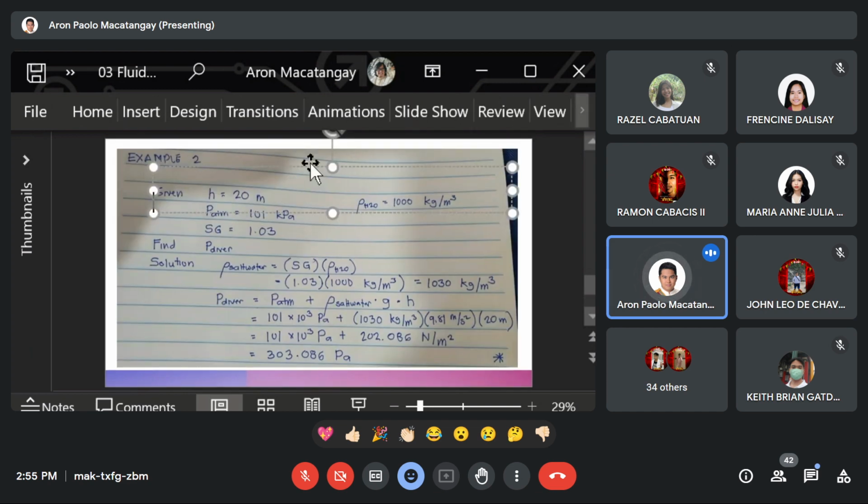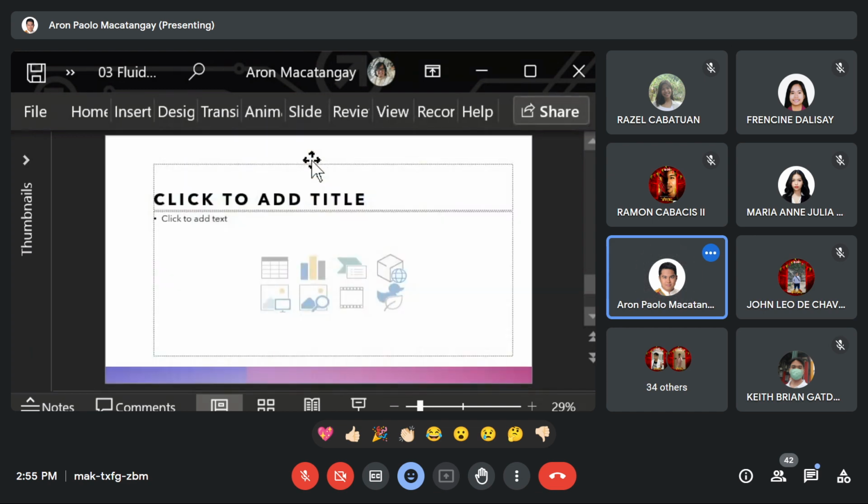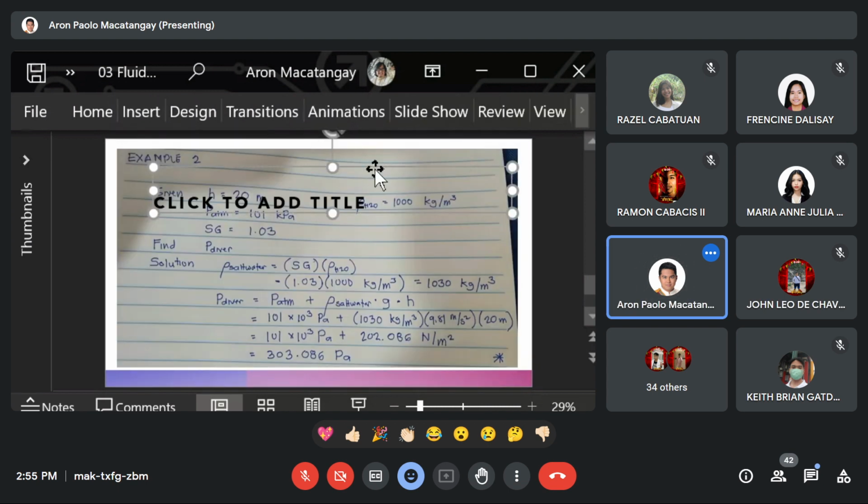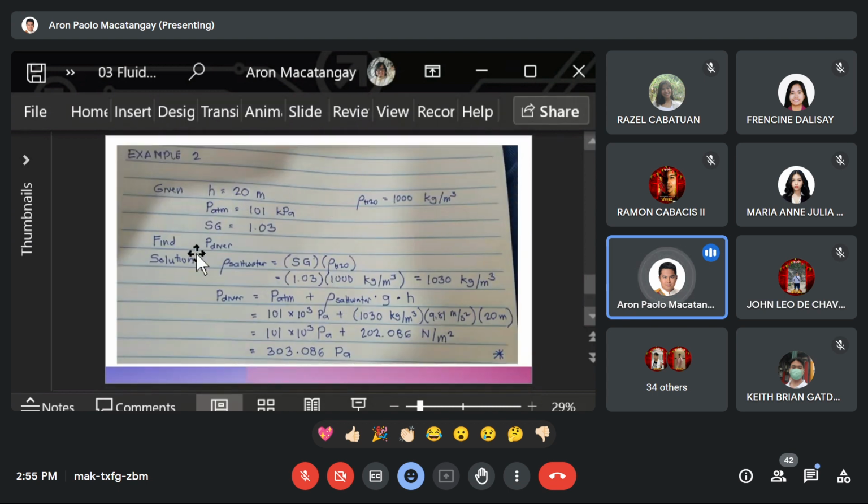Okay, so how to solve that? So, given tayo ng height, ng atmospheric pressure, and ng SG. And it'd be useful to remember then that density of water is 1,000 kilogram per meter cubed. Because remember, your SG is density of your substance divided by the density of a standard, which is usually what? So, pinapahanap sa atin, the P of the diver. No?